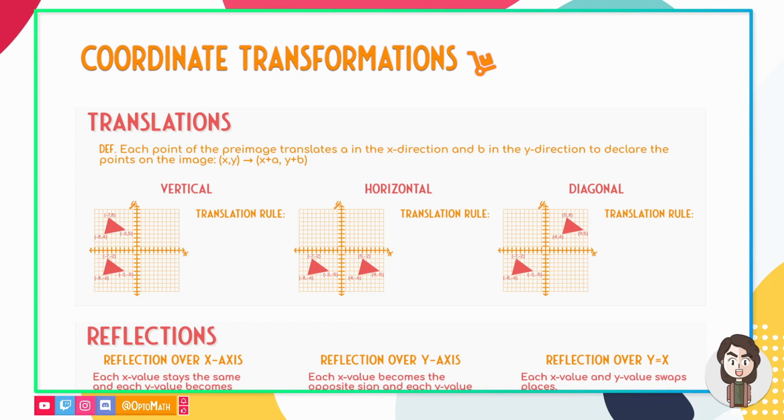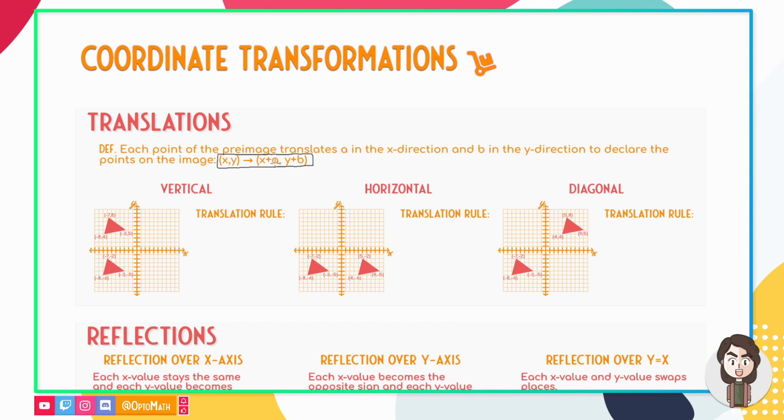First, we have translations, and a definition of that is from pre-image to image. We are translating some sort of distance A in the X direction. It could be to the left or the right, and that's what the A in the X direction means. And we're doing some sort of distance of B in the Y direction, and that could be up or down. So let's go ahead and look at our translation rule. (x, y) goes to (x + a, y + b).